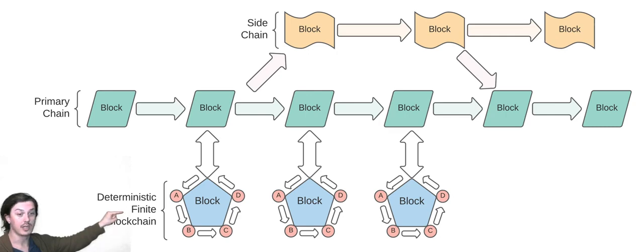Blockchains are expected to last for a very long time. A finite chain has some very interesting properties to it. A deterministic finite blockchain is an interconnected blockchain.